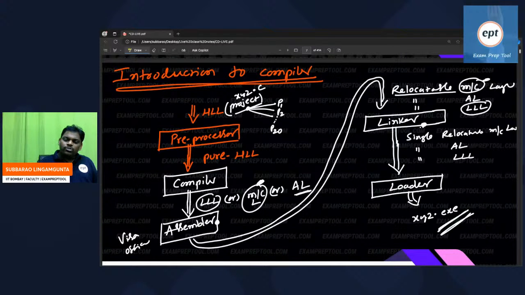There operating system also will come into the picture. If I ever have any doubts, I will revise the notes. Yeah, thank you, Sai.